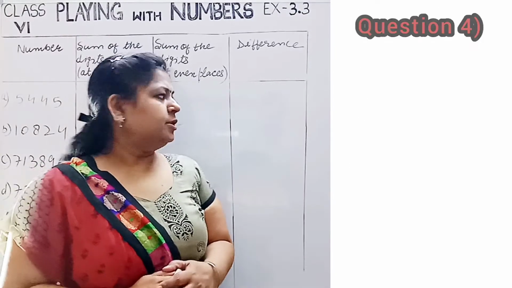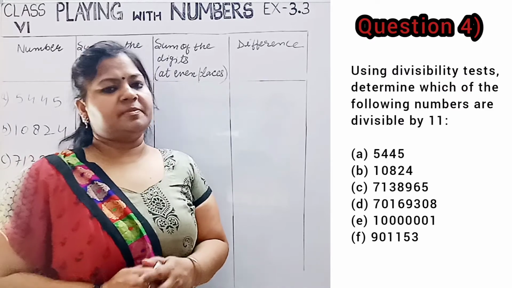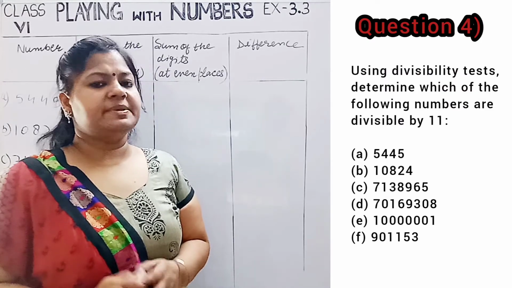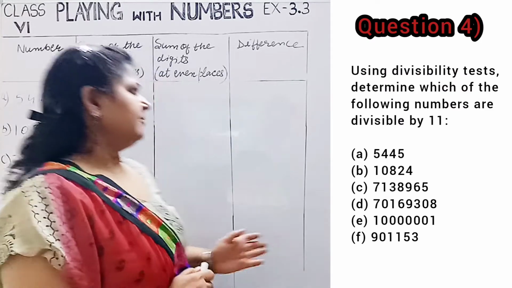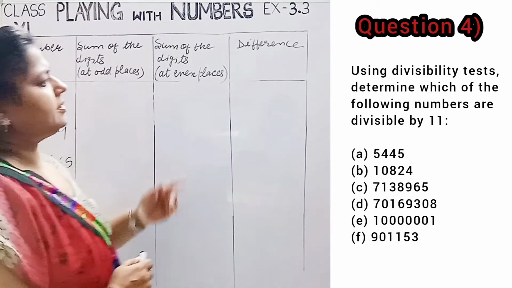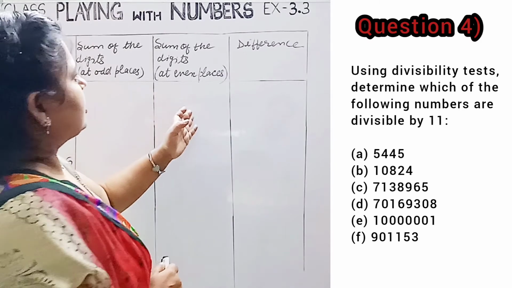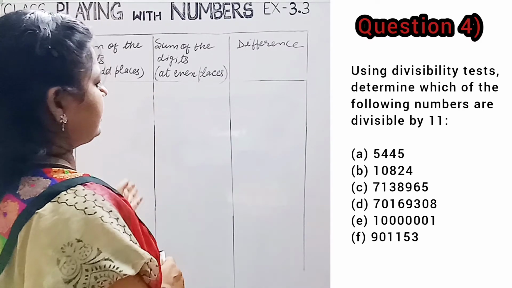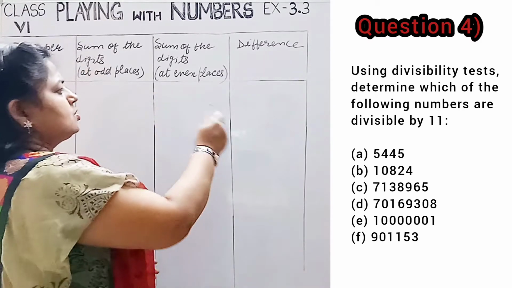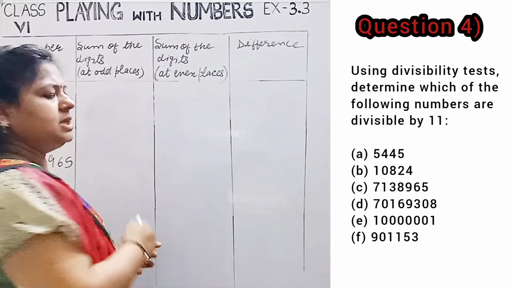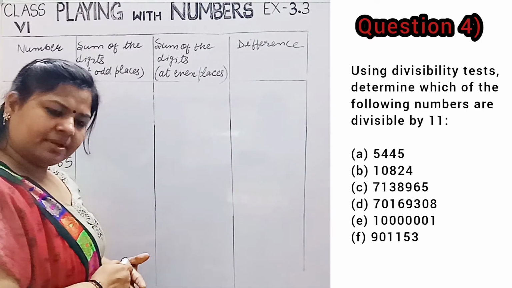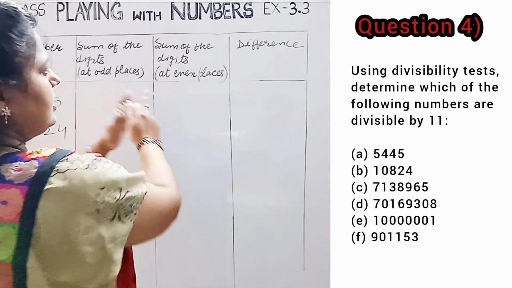Question number 4. Using divisibility test, determine which of the following numbers are divisible by 11. For 11, first of all we have to find the difference between the sum of digits at odd places and the sum of digits at even places. After that we have to find the difference. So if the difference is either 0 or divisible by 11, then this number is divisible by 11.